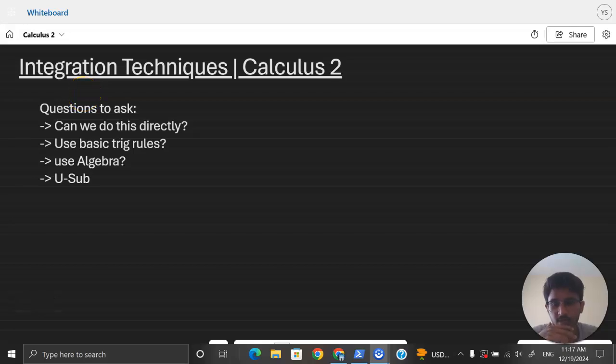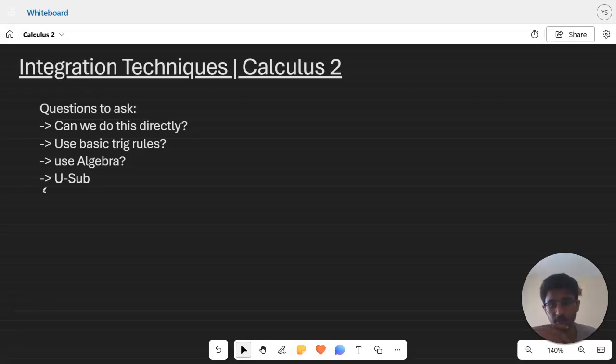Hi guys, let's talk about some integration techniques that we usually use when finding the integral. Some questions we want to ask when we're finding the integral of a problem are: can we do this directly? Can we use basic trig rules? Can we use algebra? Or can we use u sub, right? And if our answer is no to all of these, then we gotta do another method. But there are some more methods that we could use. So let's have a look at some of those methods in this video today.